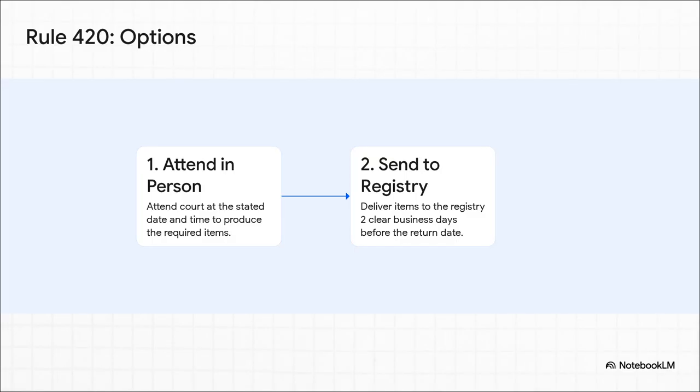Rule 420 gives a non-party two very clear, very simple options. Option 1, sure, they can show up in person on the day. Or option 2, and this is the one everyone uses, they can just deliver or post the documents to the court registry. The only catch is they have to arrive at least 2 clear business days before the return date on the subpoena. So much easier.